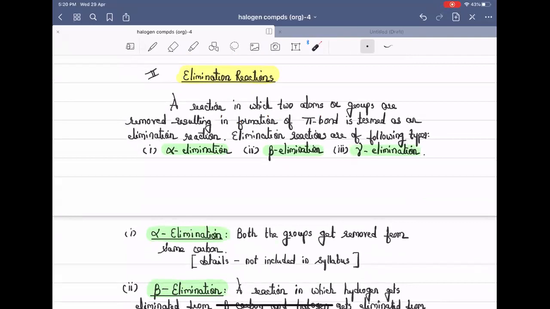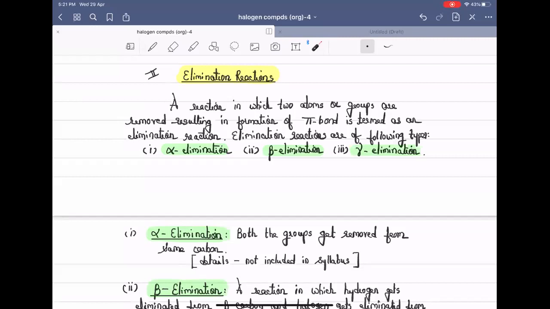What is an elimination reaction? In any elimination reaction, two atoms or two groups are removed and there is one pi bond which is formed, a new pi bond which is formed. So in a way, elimination involves breaking up of two sigma bonds of the substrate and formation of a new pi bond in a substrate. So the substrate will have two sigma bonds broken and one new pi bond formed.